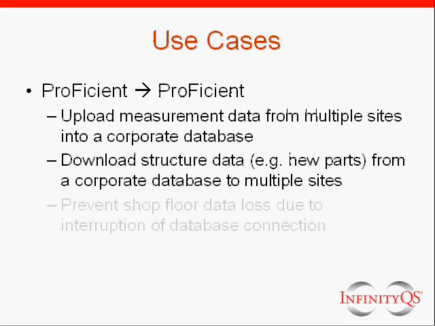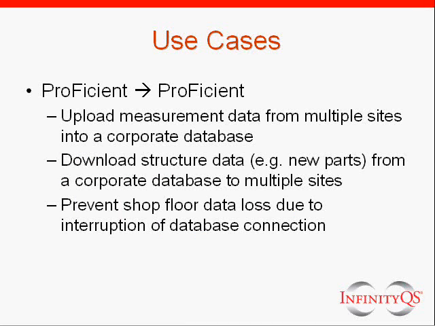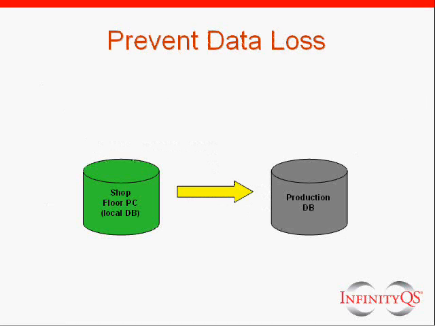The final scenario in this section deals with preventing data loss on the shop floor due to an interruption in your network or database connection. In this situation, each workstation could save the quality data captured there into a local database, for example using Microsoft Access. EIS would then be configured to forward that information from the local database to the site's production database.